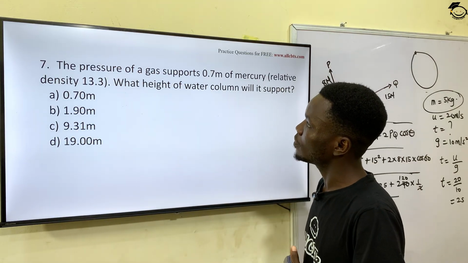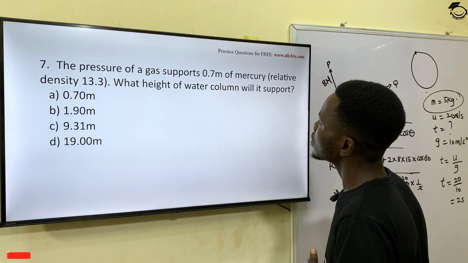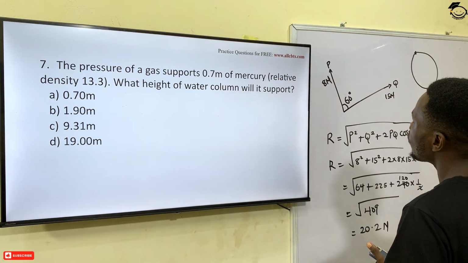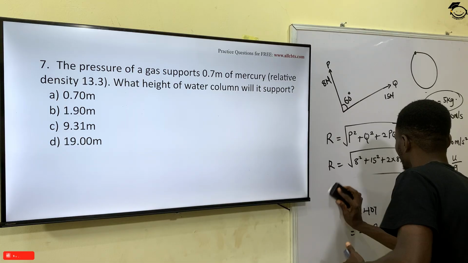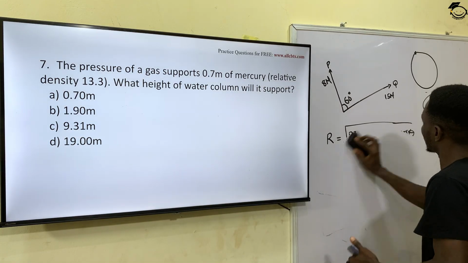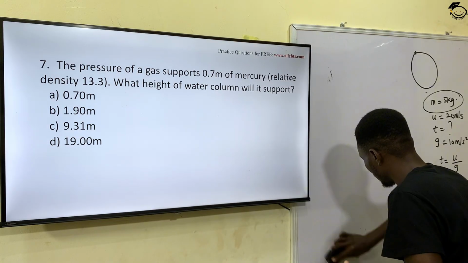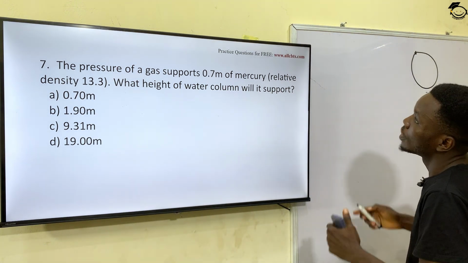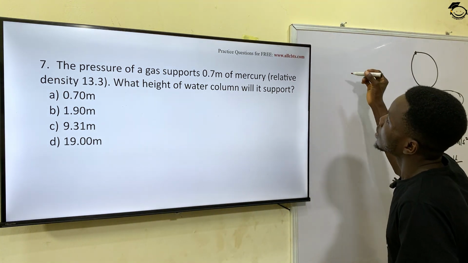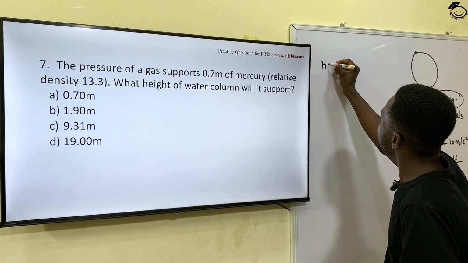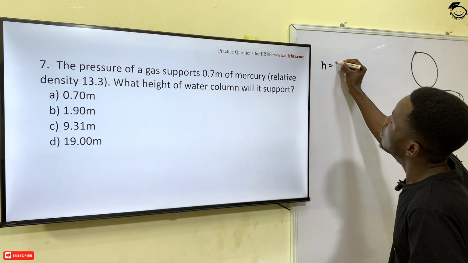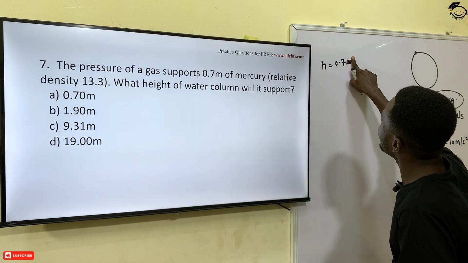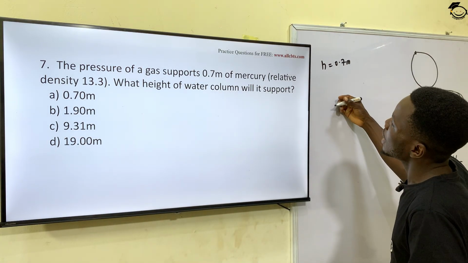So that takes us to question number 7, which is: the pressure of a gas supports 0.7 meters of mercury. So we have the height of the mercury here as 0.7 meters. Sorry, not millimeters. Then they said the relative density.